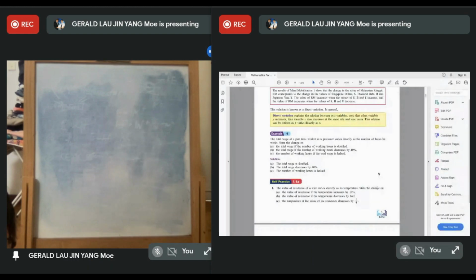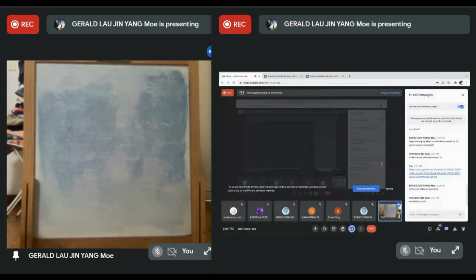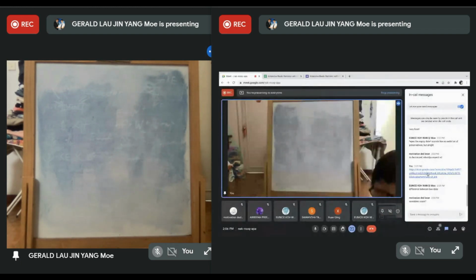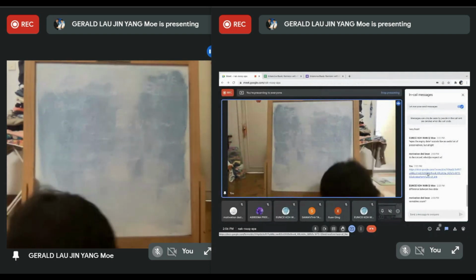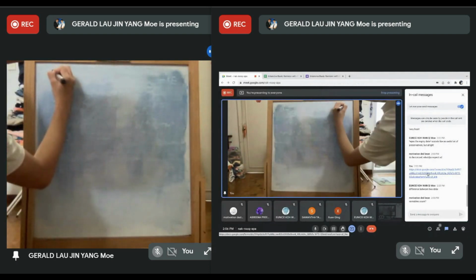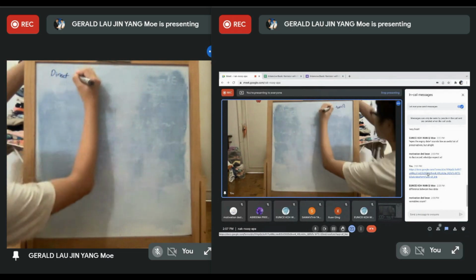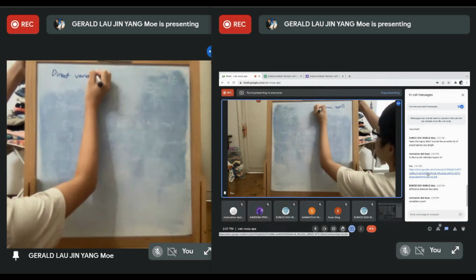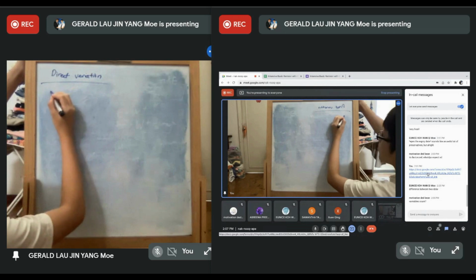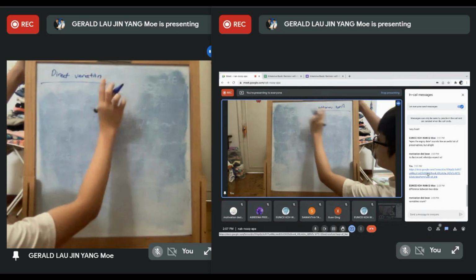Okay, so when you look at the textbook, the first one will be direct variation, which means that in the relationship between two variables, when y increases, x also increases at the same rate and vice versa. So y varies directly as x. Now you look back at my screen, you pin my own camera. The first variation we're going to learn is direct variation. For direct variation, one variable will vary directly with the other.